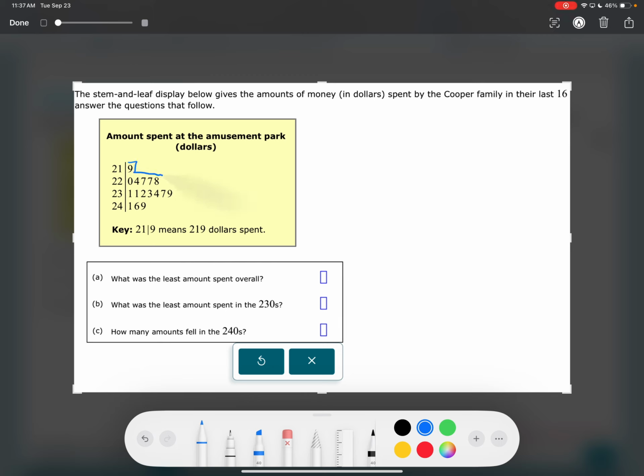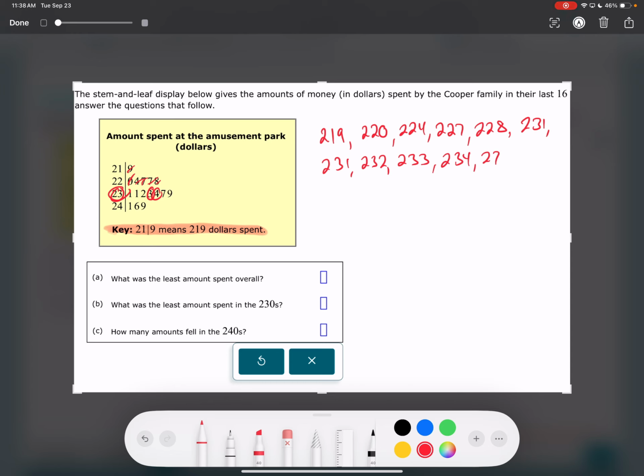Here's the hard part about the stem and leaf: you've got to identify what the key is to be able to write these numbers out. What they did here was put the hundreds and tens digits on the left side and the ones digit on the right side. So if I were to start writing these out, it would be 219, 220, 224, 227, 228. Okay, y'all see how this works? So this would be 231, 231, 232, 233, 234. That tells you 237, 239, 241, 246, 249. Okay, so those are the numbers.